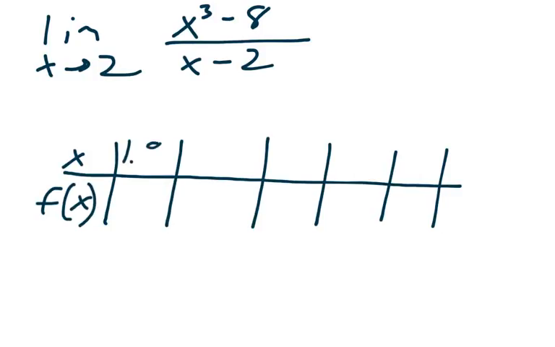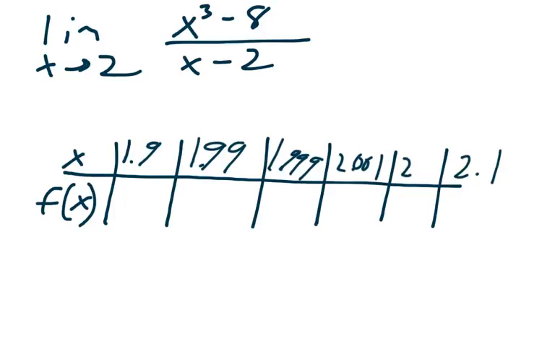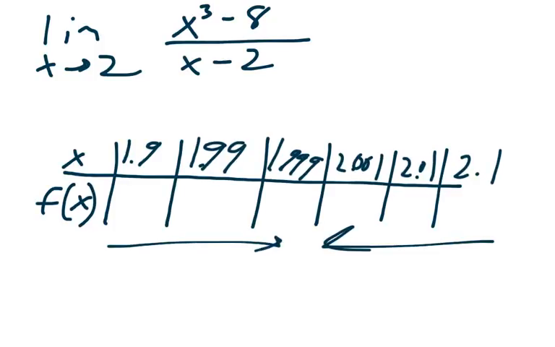So I'm going to start out with 1.9, get closer to 1.99, and then even closer with 1.999. Then I'm going to plug in 2.00. This should be 2.1, 2.01, and 2.001. So in the middle, we are getting closer to the number 2.